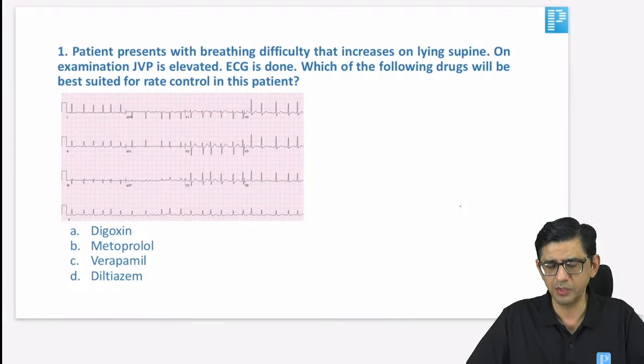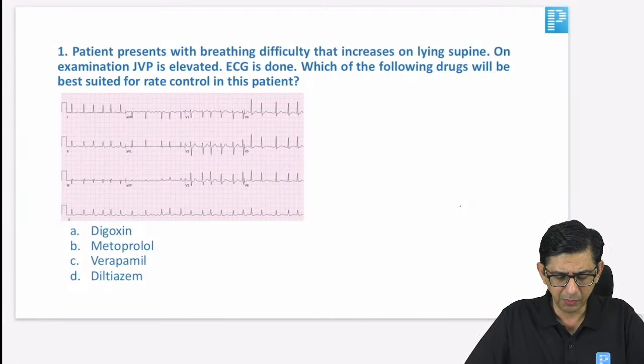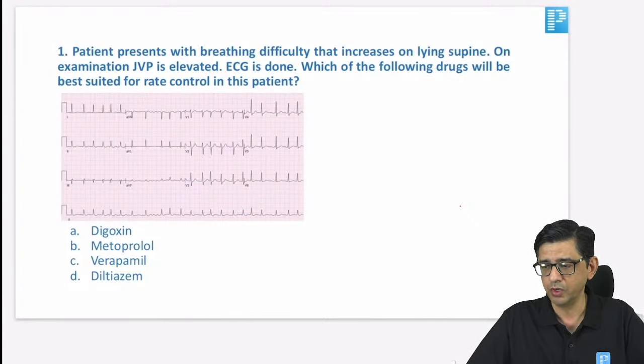So we have this patient who is having breathing difficulty on lying supine, and he's describing an elevated JVP, showing the ECG, which is very characteristic. He's asking which of the following drugs would be best suited for the management of this patient. So yes, guys, I can have a quick input from you with respect to this question.